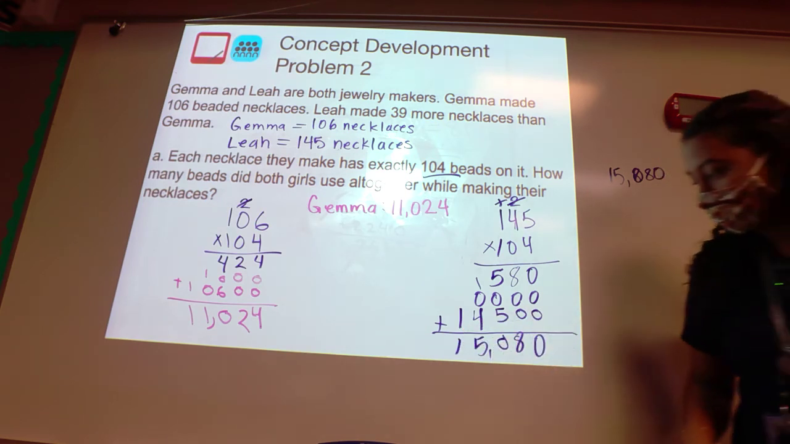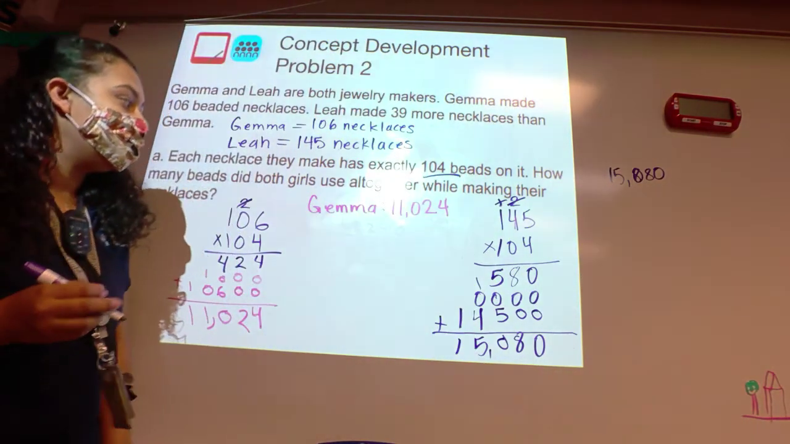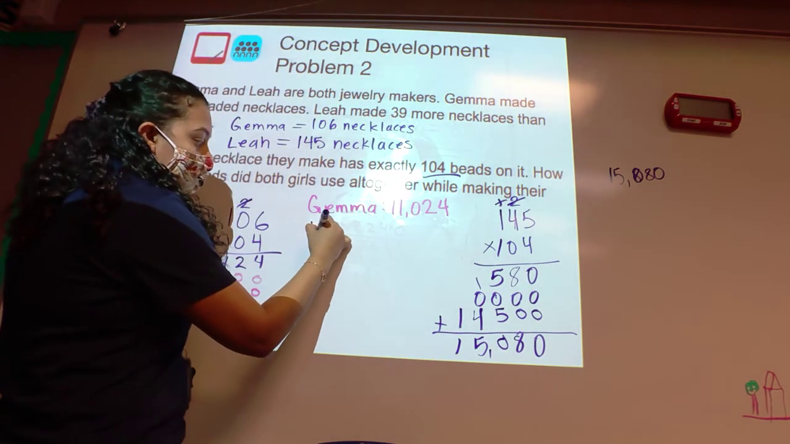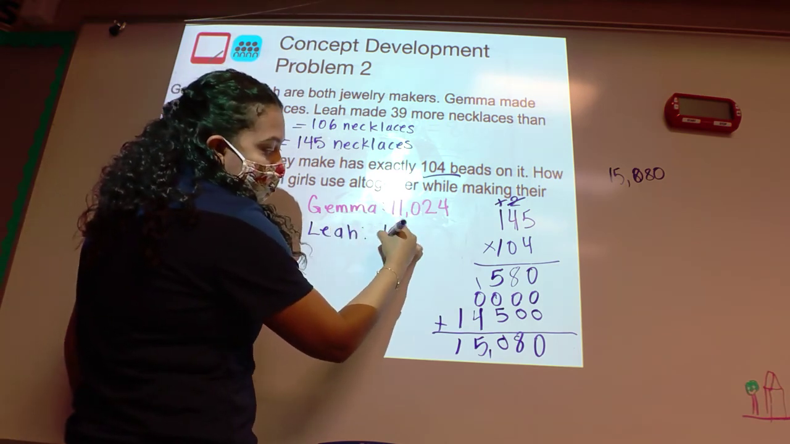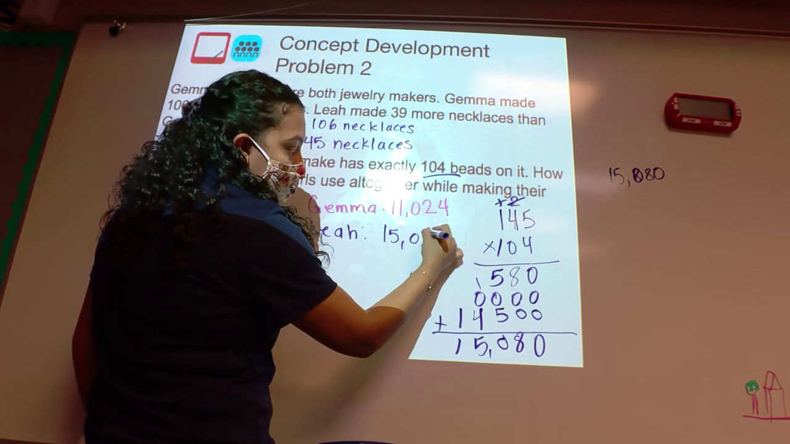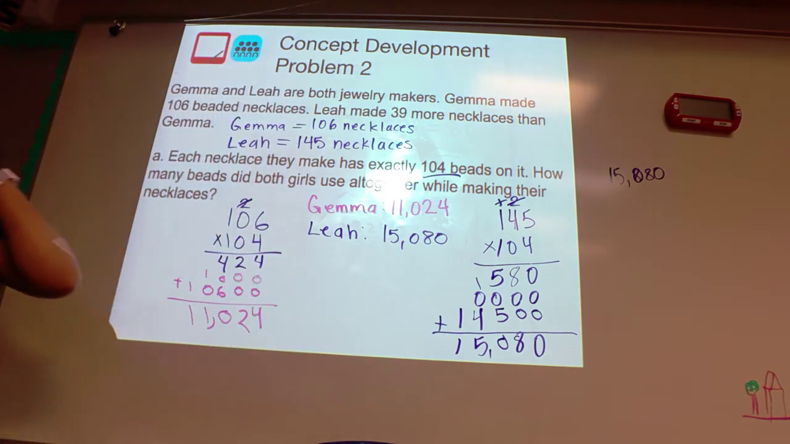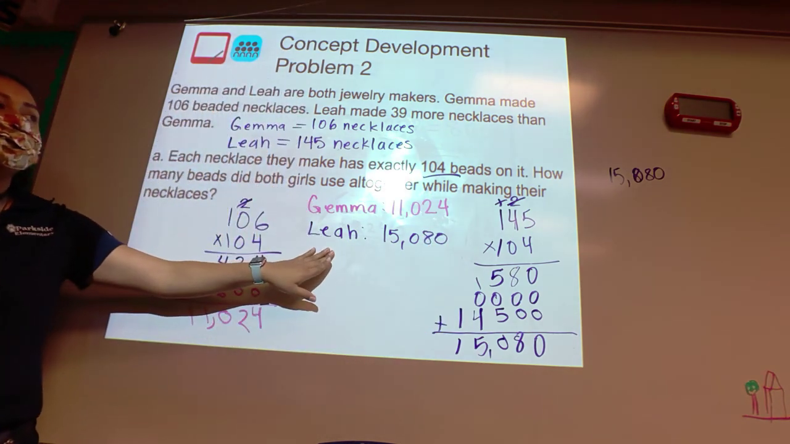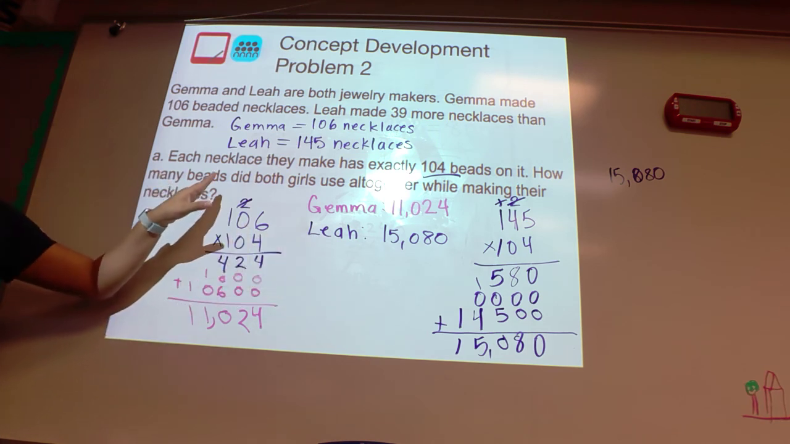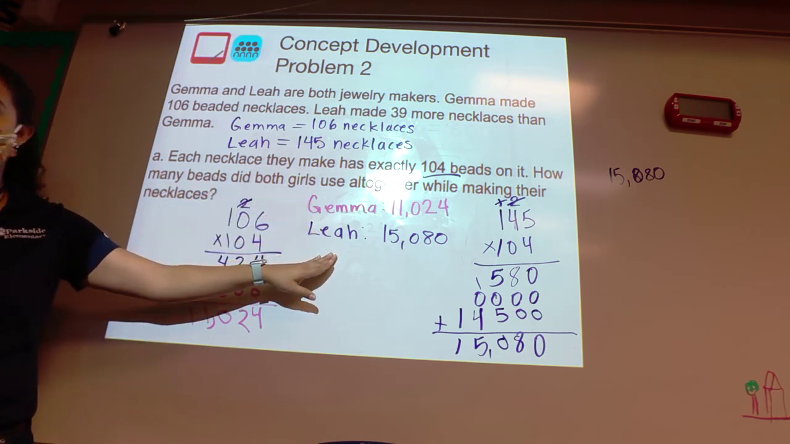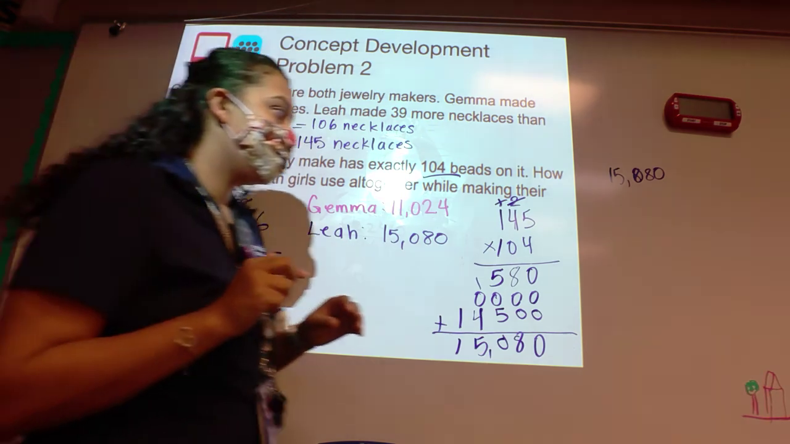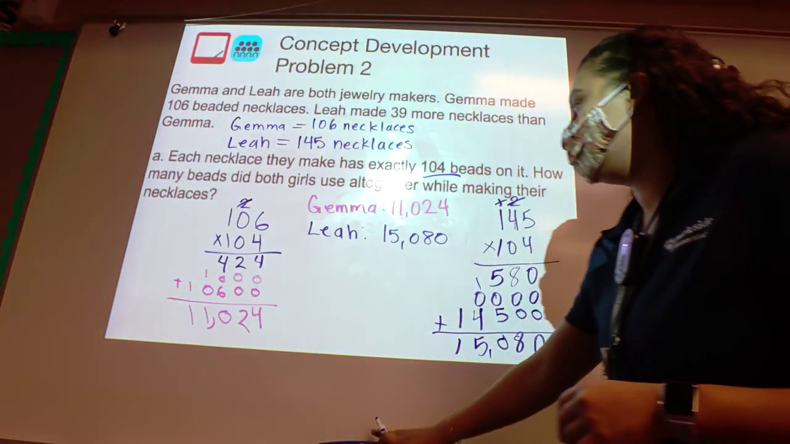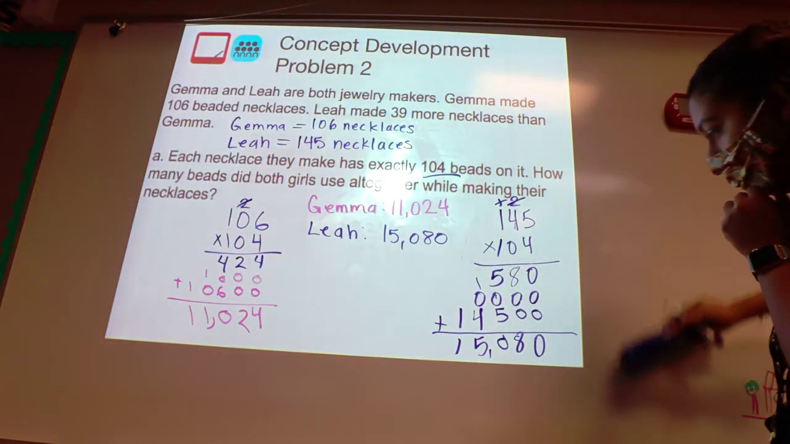Yep, that matches. So Leah made, that's her name, right? Yeah, Leah used 15,080 beads. Okay, so the question is, how many beads did both girls use all together? So all together means we need to put it all together, right? So to put it all together, we're going to add them.